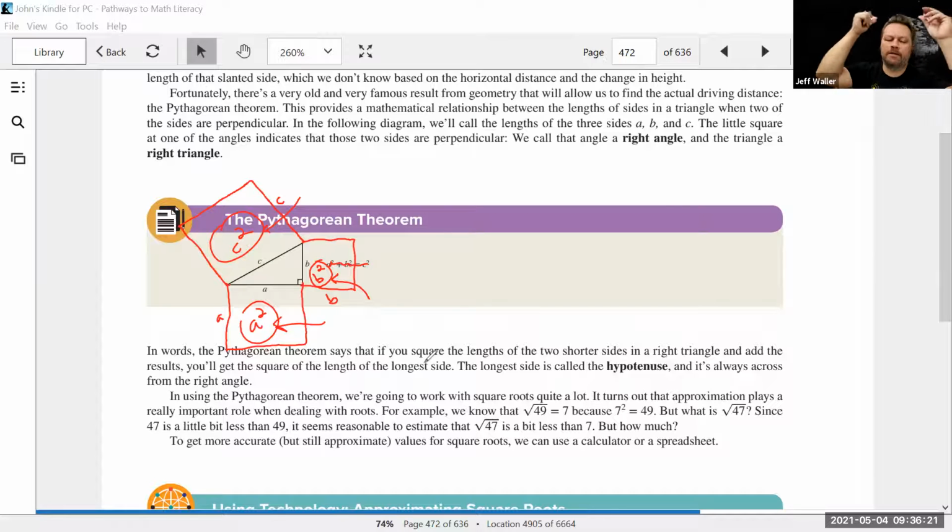What was I about to say? So again, here's the equation. The sum of the smaller sides squared must equal the largest side squared. Why is this always going to be the largest side if it's across from this? How big is this angle here? 90 degrees.